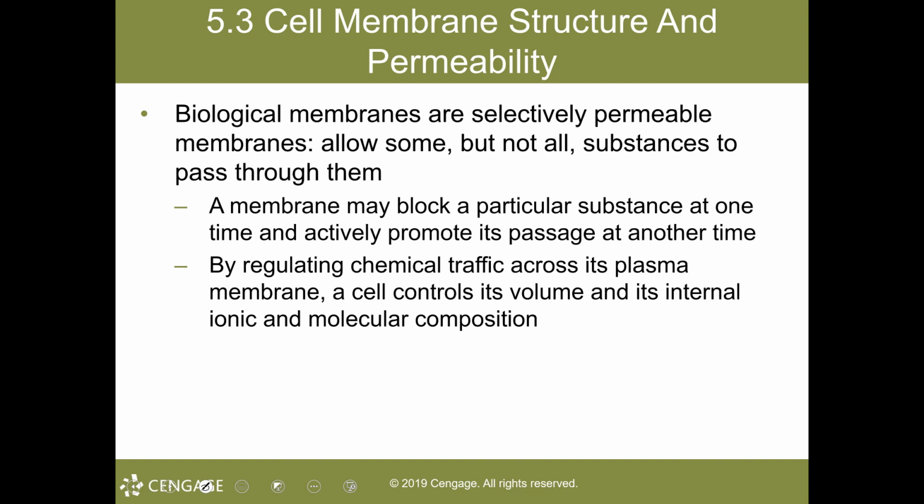So to ensure, class, that it is known and known quite well, it states, class, that biological membranes are selectively permeable membranes. Class, it's important to know that these biological membranes, class, are selective. They are selectively permeable membranes, allowing some, class, not all substances, class, to pass through them. As I've stated it, class, a membrane may block a particular substance at one time, and then of course actively promote the entrance, class, at another time. So by regulating the chemical traffic that comes across its plasma membrane, a cell controls its volume and its internal ionic and molecular composition.